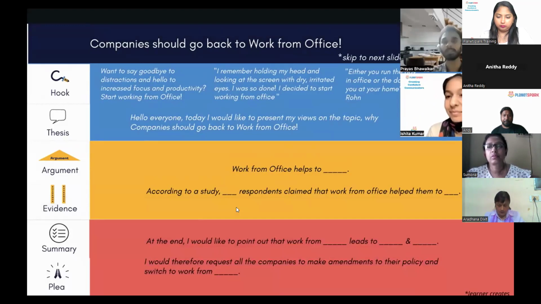This has been researched well, and also according to a study taken by HR reps, it was found out that 60% of the employees found that their productivity was much more increased while working from office. In the end, I would like to point out that work from office leads to increased productivity, better physical and mental health, and improved lifestyle. And I would hence request all the companies to make small amendments to their policy and switch to a completely work from office, as it was the case 2 or 3 years back.